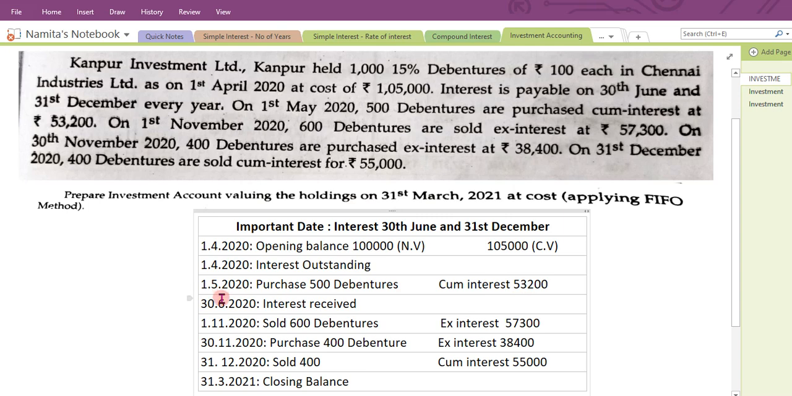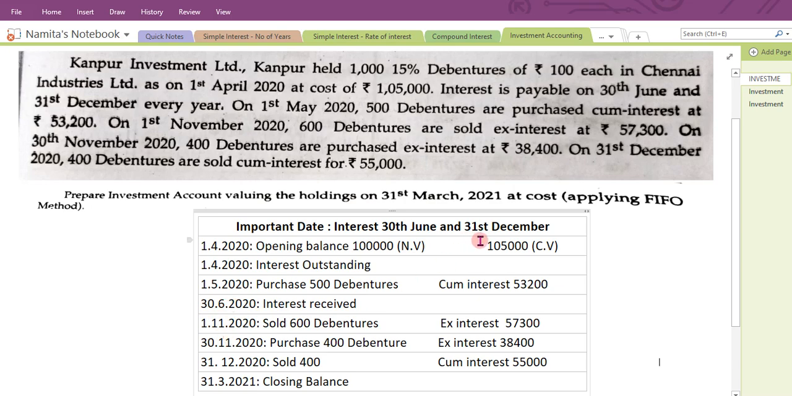Next, after May, the next transaction is in the month of November, but between May and November there is an interest date. After May, which month? June. Yes, we receive interest in the month of June, so write the date of June. Interest date 30 June 2020, interest is received.